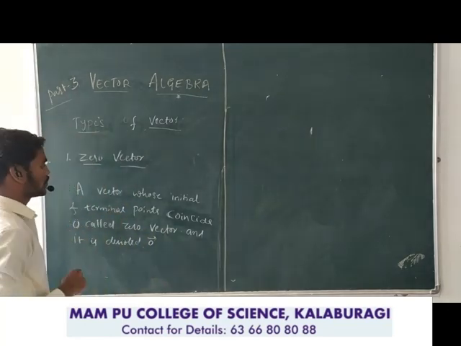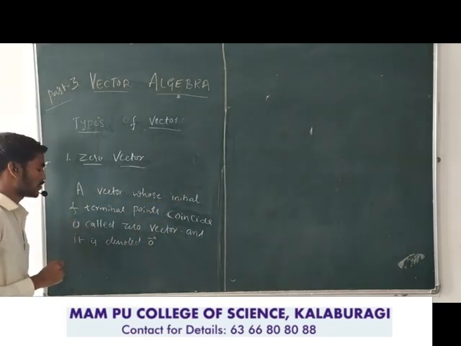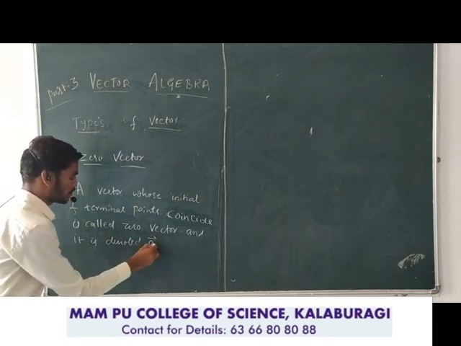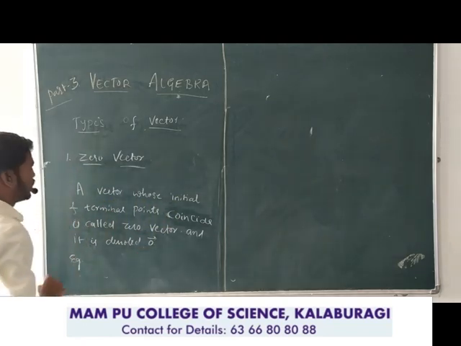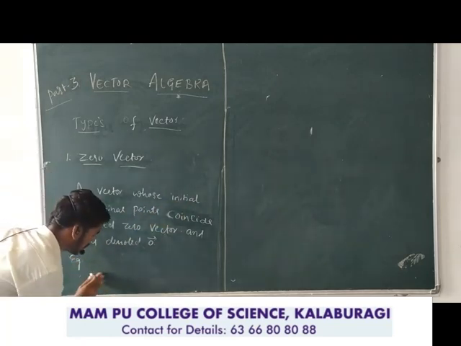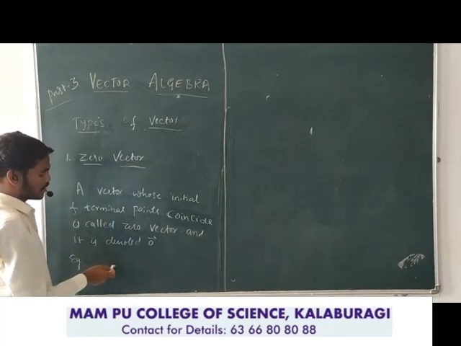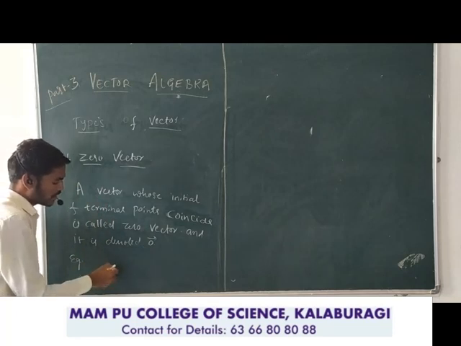what is the definition of a zero vector? A vector whose initial and terminal points coincide is called a zero vector, and it is denoted by 0 bar. Suppose, for example, here initial and terminal points coincide, so I will take a dot. See here, there is an initial point and the terminal point is also there. So it is an example of a zero vector.